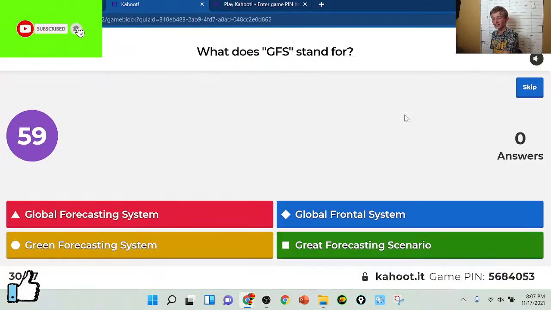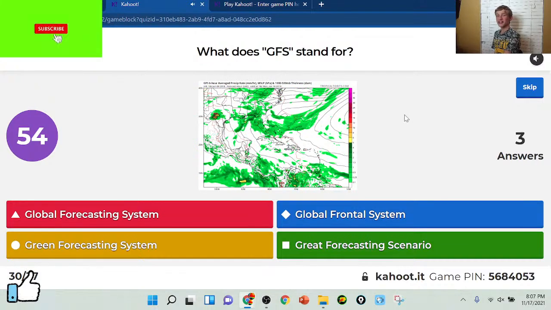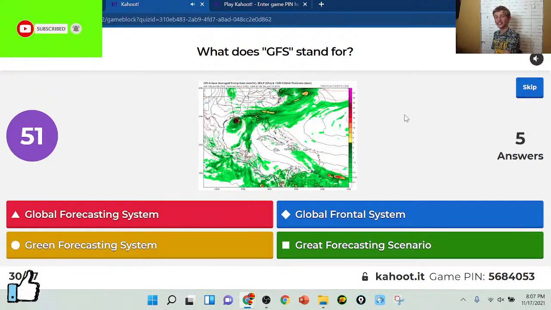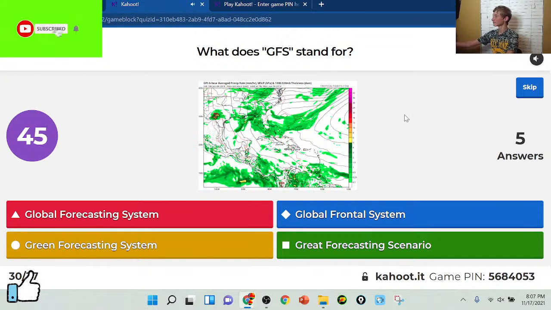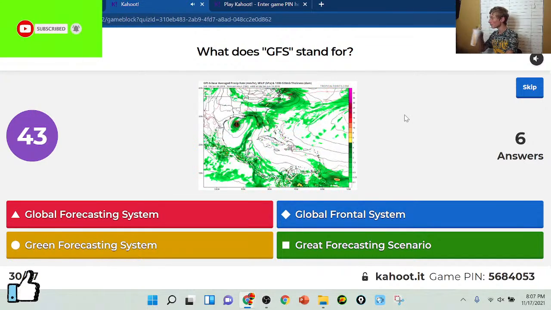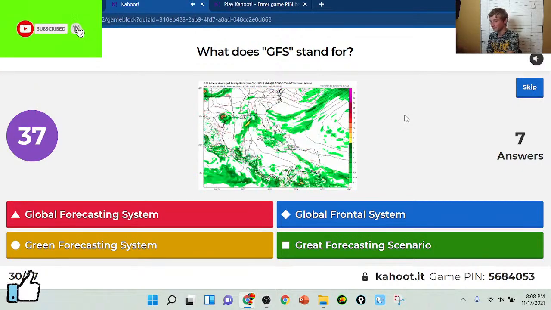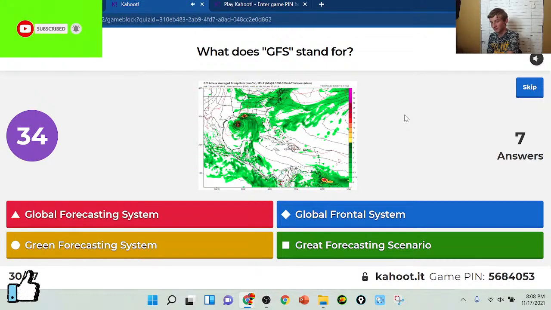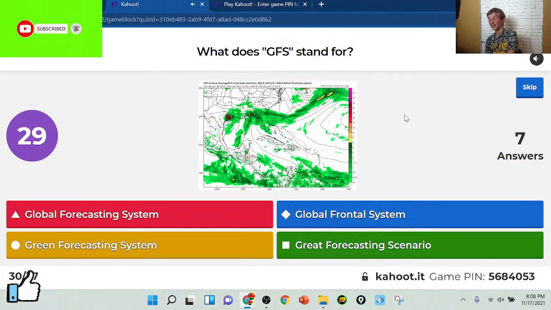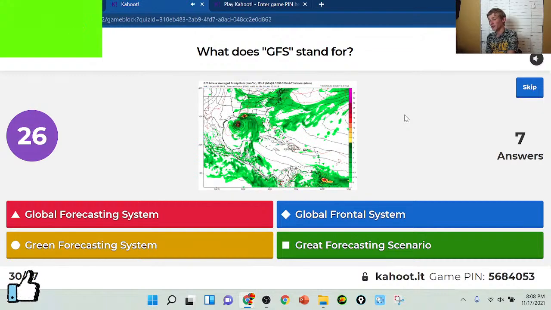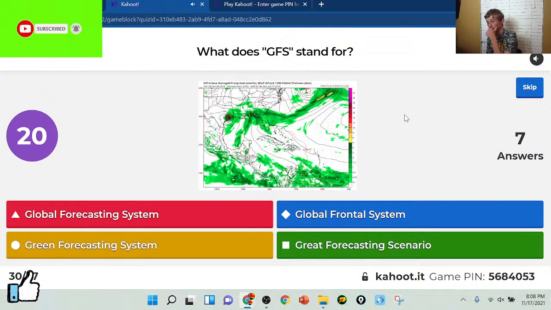What does GFS stand for? Is it Global Forecasting System, Global Frontal System, Green Forecasting System, or Great Forecasting Scenario? HQ, help me out here. The storm that's currently in the picture, what hurricane is that? That wasn't Hurricane Laura. Almost looks like Harvey, to be honest.